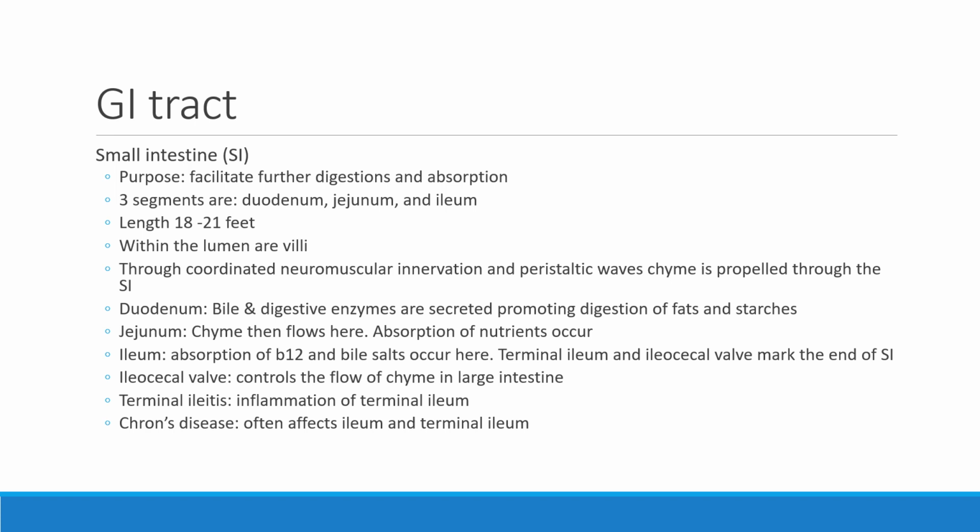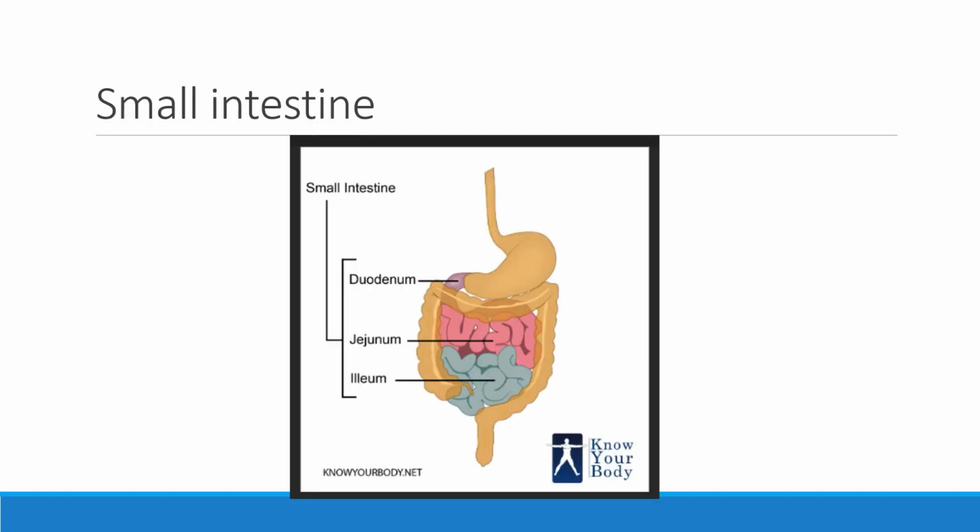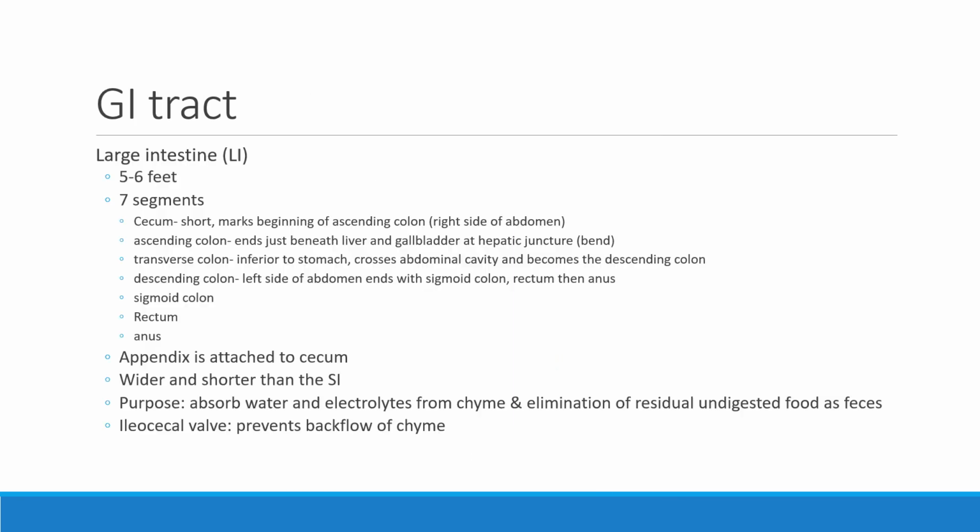In this area, we can see terminal ileitis, which is inflammation of the terminal ileum. Crohn's disease, which is an inflammatory bowel disorder, which I will talk about a little later in the PowerPoint, often affects the ileum and the terminal ileum. This is just a picture of the small intestine. So you can see the esophagus, our stomach, and then the duodenum, jejunum, and ileum. And then the large intestine actually borders our small intestine.